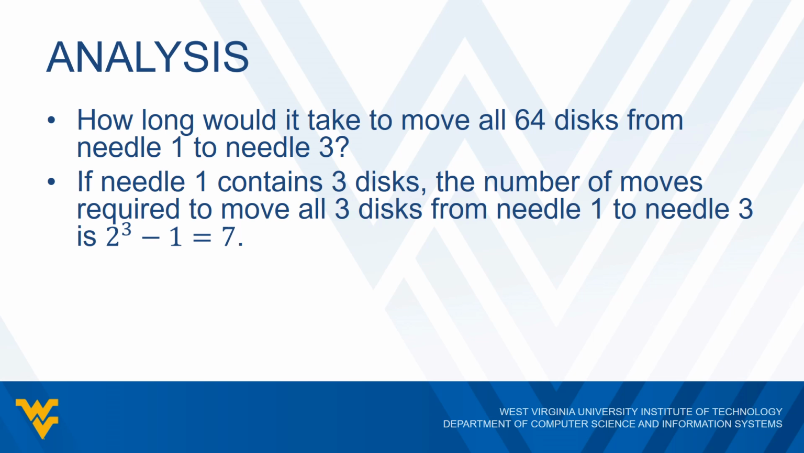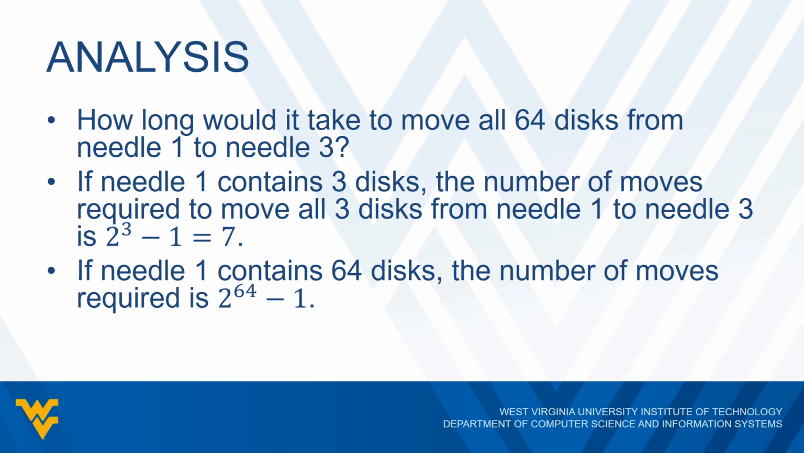Let's say we go back to the case where needle 1 has 3 disks. What we found is the number of moves needed to move everything from needle 1 to needle 3 was actually 7. And the way we got that was it ended up being 2 power 3 minus 1. So 2 power 3 is 8. 8 minus 1 is 7. Now, if we go back to our 64 disk case, so if needle 1 had that, we would find that the number of moves needed is 2 power 64 minus 1. So how many moves is that?